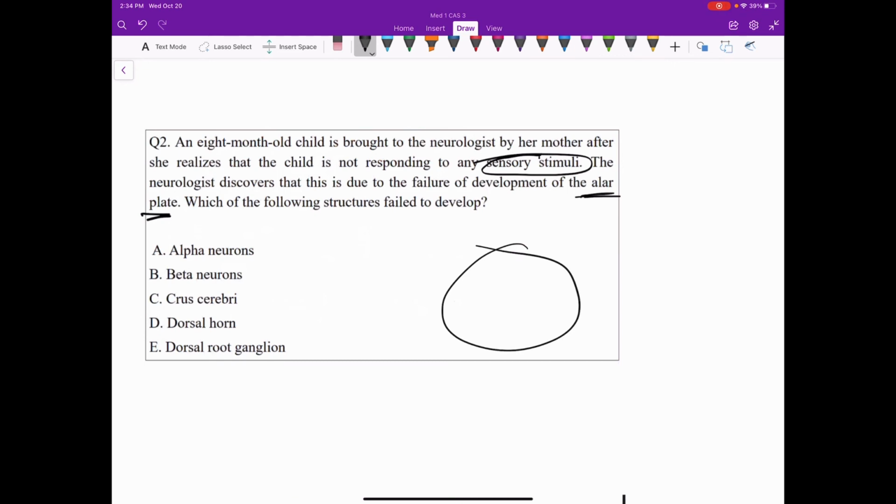Obviously, we said alar plate, right? I'm going to try to draw in the same color if I remember. I'm going to draw the triangle thing because that's the easiest way. Red was alar, we said, I'm pretty sure, and purple was basal. Okay, so if we have the alar, and we have basal, boom. Failure of development of the alar plate. Which of the following failed to develop?